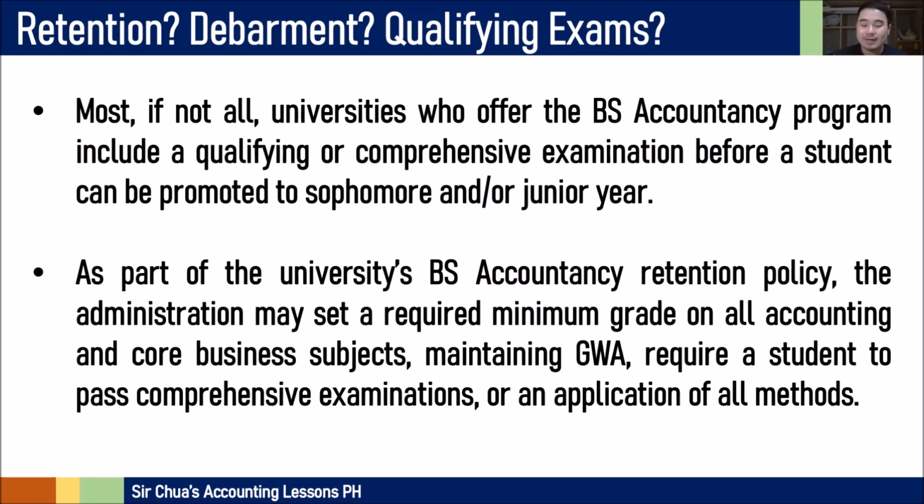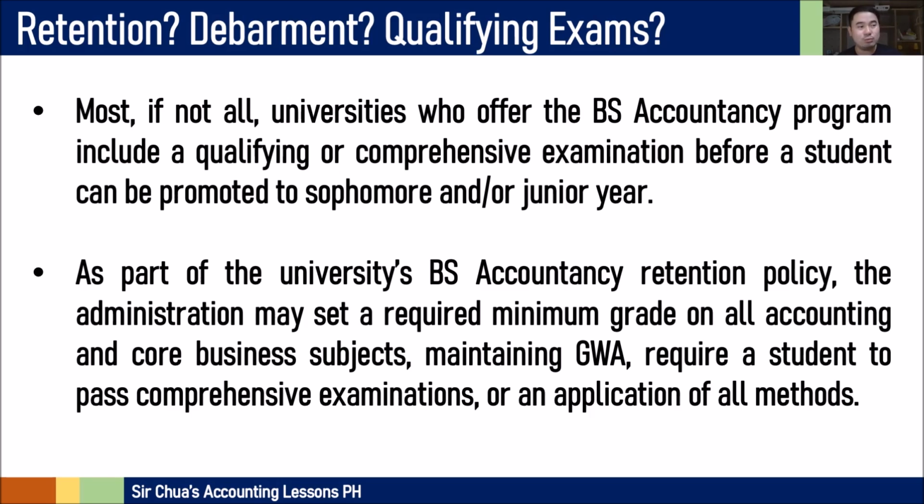Okay? Okay, so ano naman po yung sinasabi nating retention policy? Kasi talagang chinecheck natin yung competence ba ng estudyante, nagka-quality control tayo. So, the administration may set a minimum grade on all accounting and core business subjects. For example, all of your accounting and core business subjects should be 2.0 and above or 2.25 and above. If not, you have to take a qualifying examination during the mid-year period, ganon. Kundi po ganon, may mga schools na general weighted average per semester naman yung maintain.